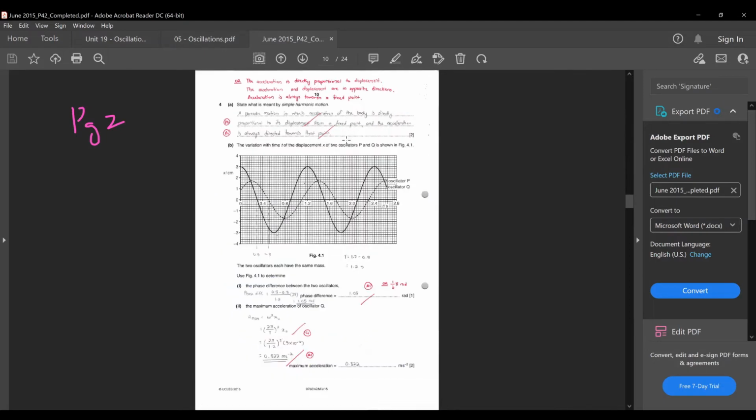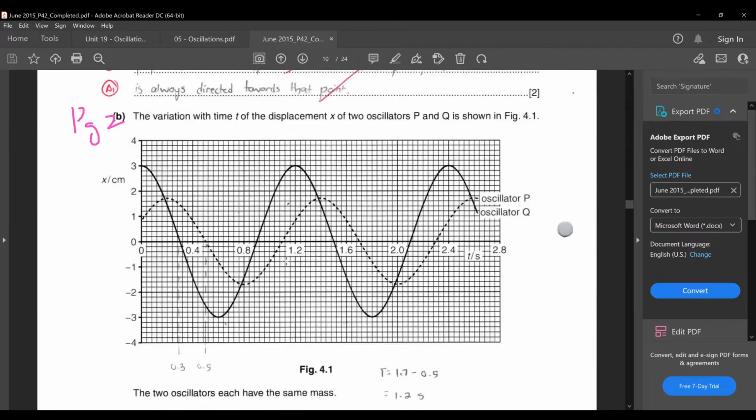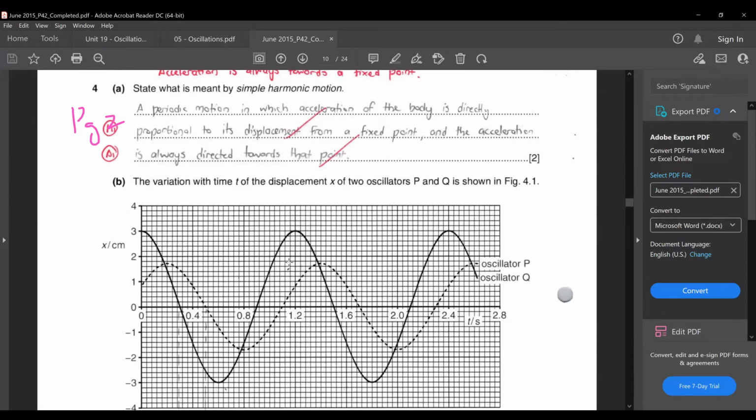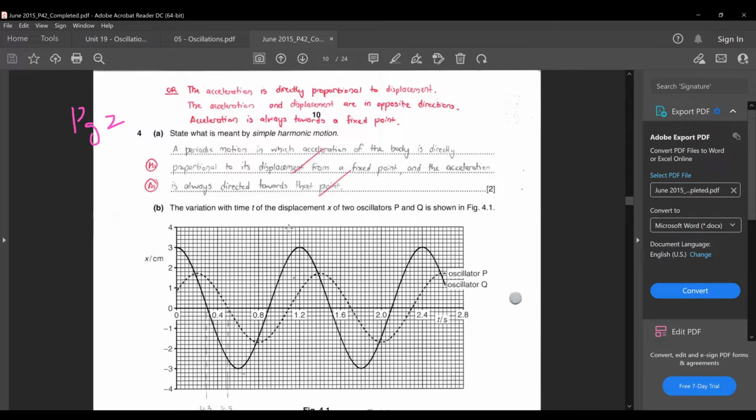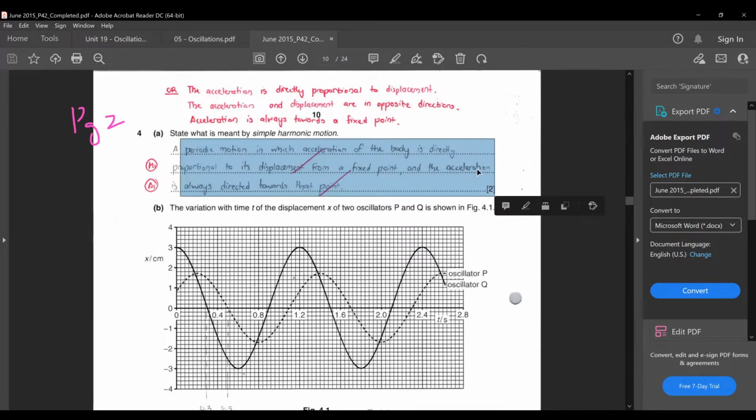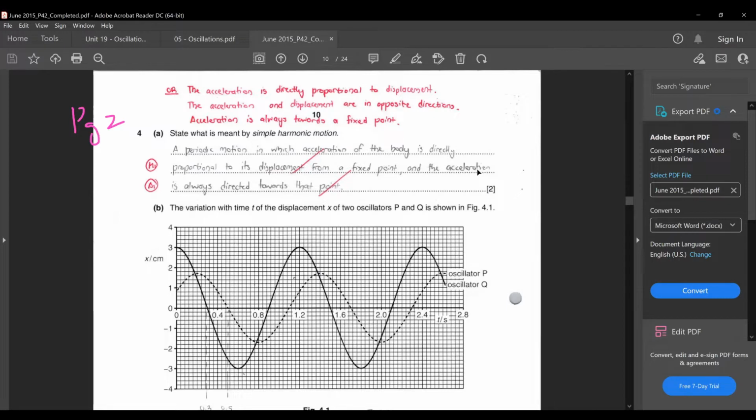Now, simple harmonic motion, we already know the definition. That was something that we covered in the lesson last week. It's just periodic motion in which the acceleration of the body is directly proportional to its displacement from a fixed point, and the acceleration is always directed towards that point. This is the definition that you can just take from the notes.